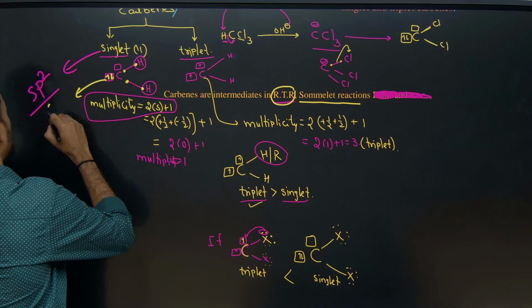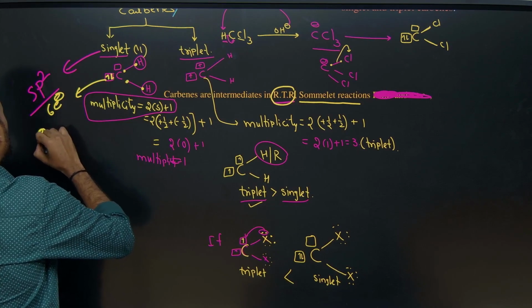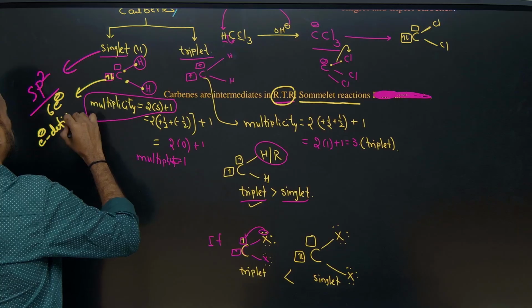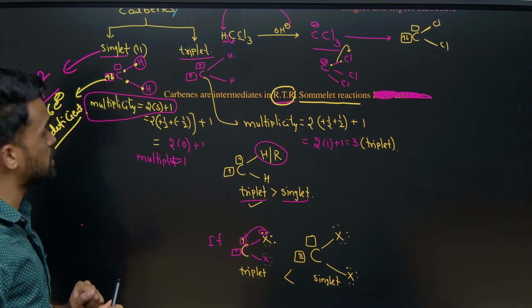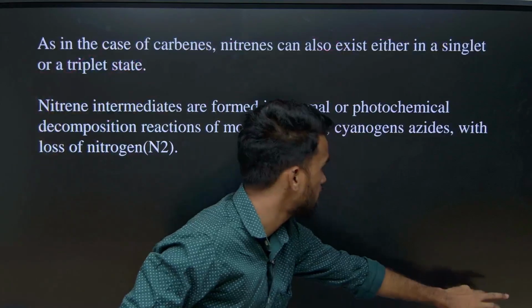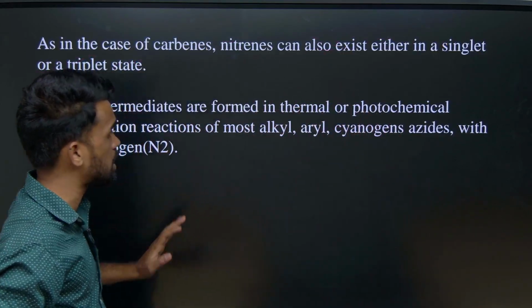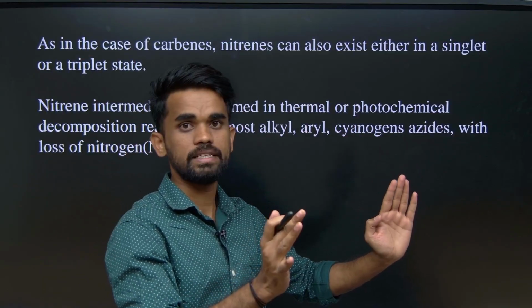Totally how many electrons are there? 6 electrons are there. So can I say singlet carbene is electron deficient also? Electron deficient. Okay, singlet carbenes are electron deficient also. How many electrons are there? 6 electrons. Similar to these, here we have nitrenes. So in the nitrenes also, again we can classify them as singlet nitrene and triplet nitrene here also.